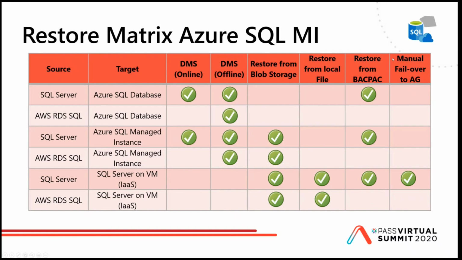And finally, failover, a manual failover. As of today, that's only a feature that is enabled if you are running an AG replica from on-premises, for example, replicating to a SQL Server running as infrastructure as a service on a VM.